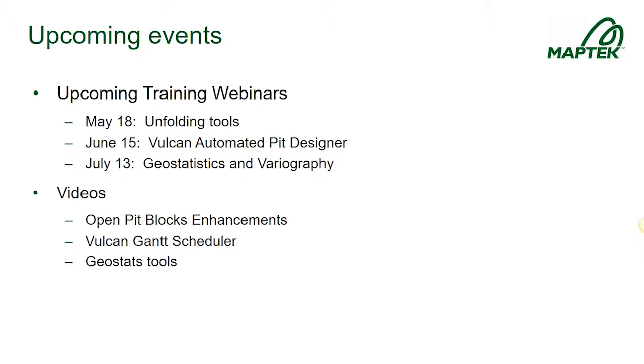So in May, there's going to be a webinar for some of our unfolding tools that we touched on briefly. In June, you can look forward to a webinar on automated pit designer. And then in July, geostats and variography, and that includes the upgrades available in Vulcan Data Analyzer. And then we have a number of videos: the Open Pit Blocks enhancement, Vulcan Gantt Scheduler, and geostats tools. So keep an eye out for those announcements, and on the website those are going to be available, because there's a lot of tools and functionality to look forward to in the version.